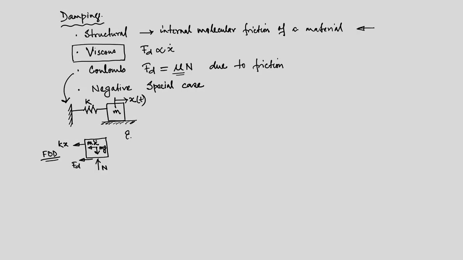So, equation of motion in this case is m x double dot, then we have the damping force. I put a plus minus sign, I will come to that in a minute. So, the damping force F d, then plus k times x is equal to 0. And as usual, we will have initial conditions x 0 and x dot 0.